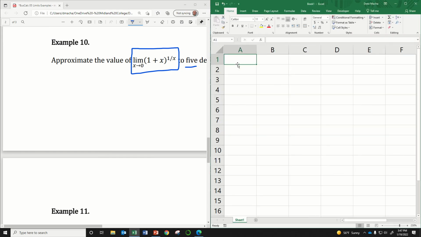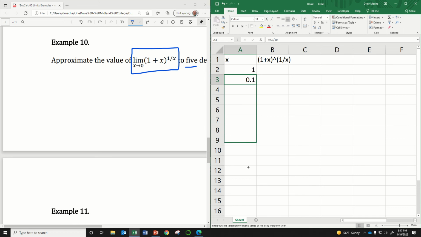On the left column, I'm going to put values of x, and on the right column, I'm going to put values of 1 plus x to the power 1 over x. What I'm looking for is the limit as x approaches 0 here. Let's do that. Maybe we'll do 1 as a place to start. Then for the next row, we're going to take that and just divide it by 10, right? So we get 0.1. And that's closer to 0, right?